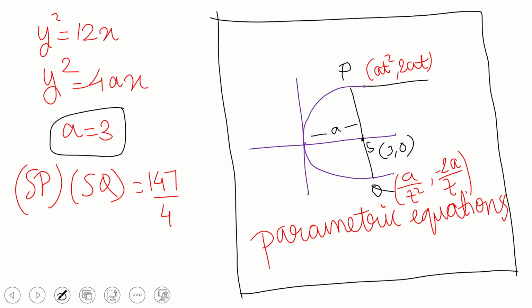So firstly, let's solve the equation. y square equal to 12x. This is of the form y square equal to 4ax. So you get a equal to 3. And secondly, we need to know that the parametric coordinates of a parabola are at square and 2at. Since they've given two ends of the focal chord, the other end will have the coordinates a by t square and minus 2a by t.